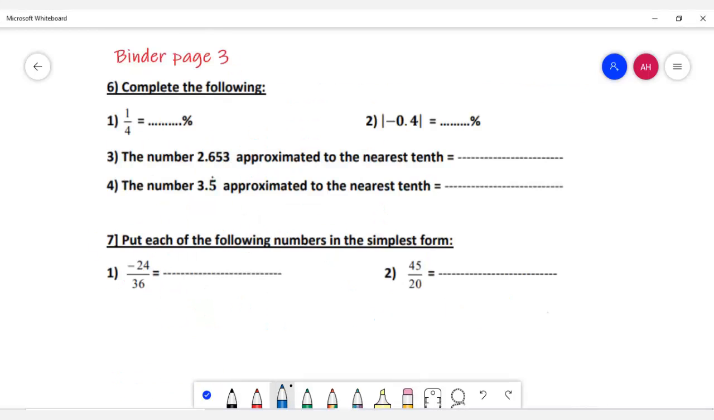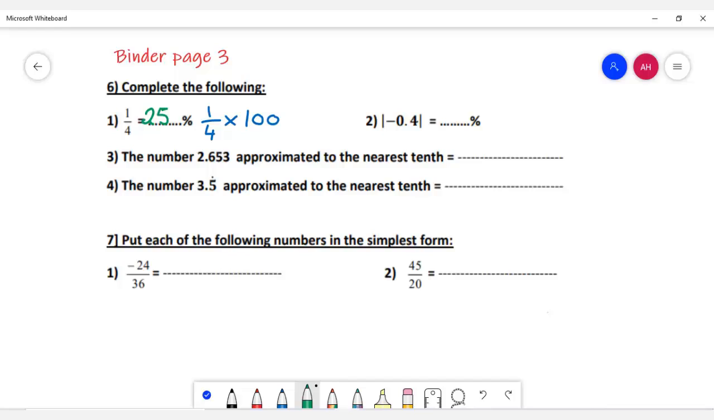Complete the following. Number 1, a quarter is equal to what percent? We said that if I have a fraction and I want it in the form of a percent, simply I go multiply it by 100. So as a result, I will have 1 over 4 equals 25%.